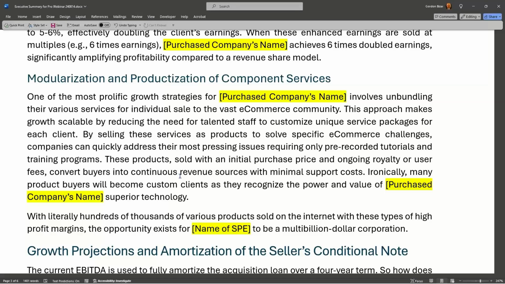Okay, these products are sold with an initial purchase price and an ongoing royalty based on the benefit that's been achieved by the user. That's part of the license or user fee. Ongoing royalty or user fees convert buyers into continuous revenue sources with minimal support costs. Ironically, many product buyers will become custom clients as they recognize the power and value of the purchase company's superior technology.